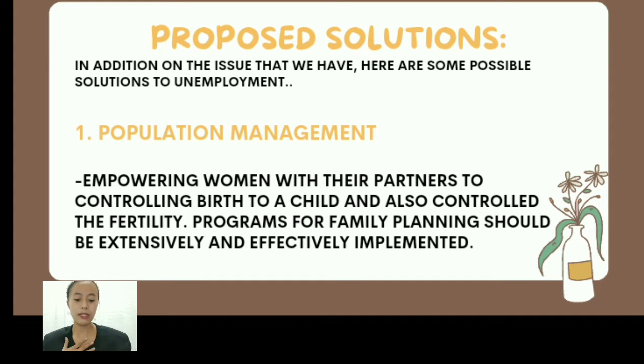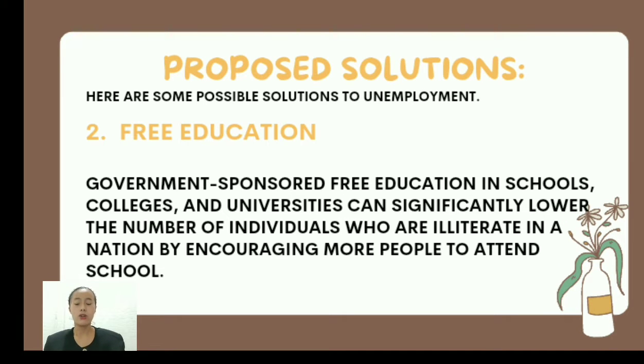Dito po kasi natin malalaman na lahat ng mga parents ay malalaman nila kung paano mag-control ng paggawa ng babies at mag-fertile po. Ma-encourage po natin dito yung mga kabataan na wag po silang masyado magmadali sa pagbuo ng bata. Next solution, free education. Government-sponsored free education in schools, colleges, and universities can significantly lower the number of individuals who are illiterate in a nation by encouraging more people to attend school.